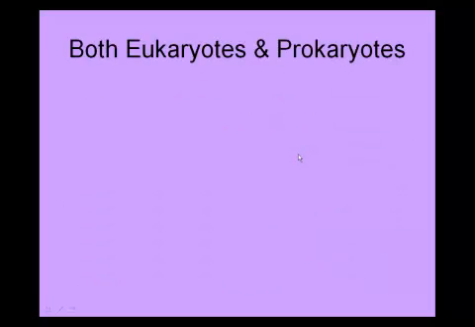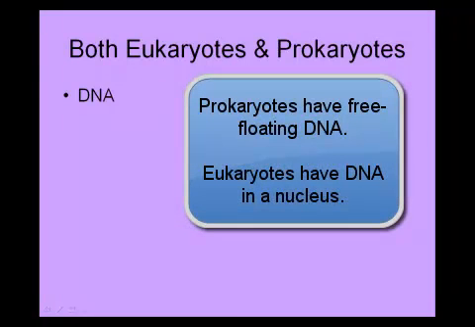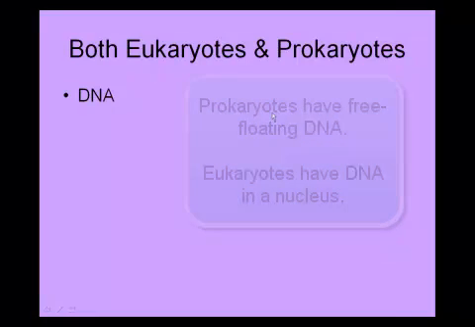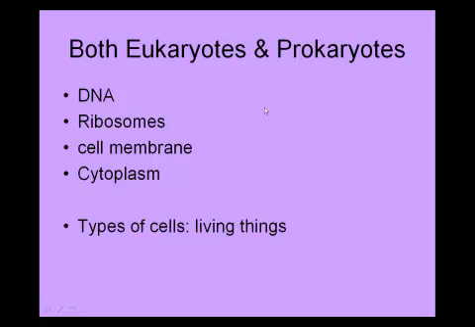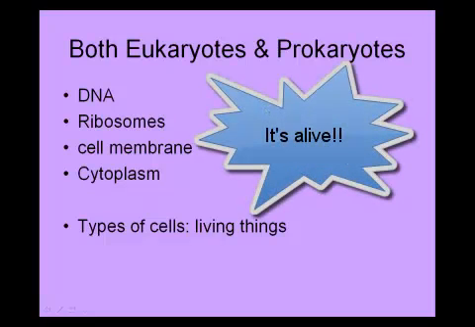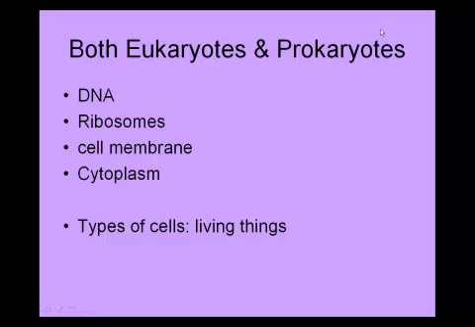But there are some things that they have in common. They both have DNA. The main difference is the DNA in a prokaryote is not in the nucleus, but in a eukaryote it is in the nucleus. They both have ribosomes, which is important because they need to make proteins, and that's what ribosomes do. They both have cell membranes or plasma membranes. They both have cytoplasm. And they're both types of living things. They're cells. If something is a cell, it's alive. So they are both types of living things, even though they are very different from each other.